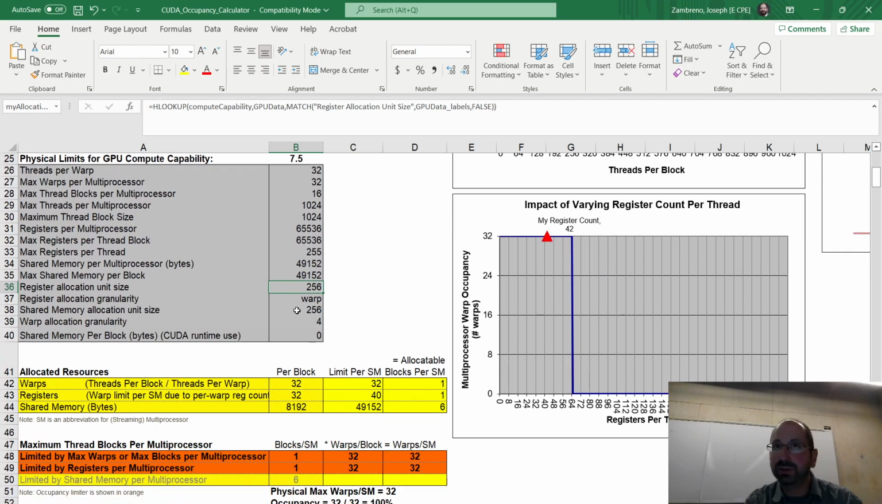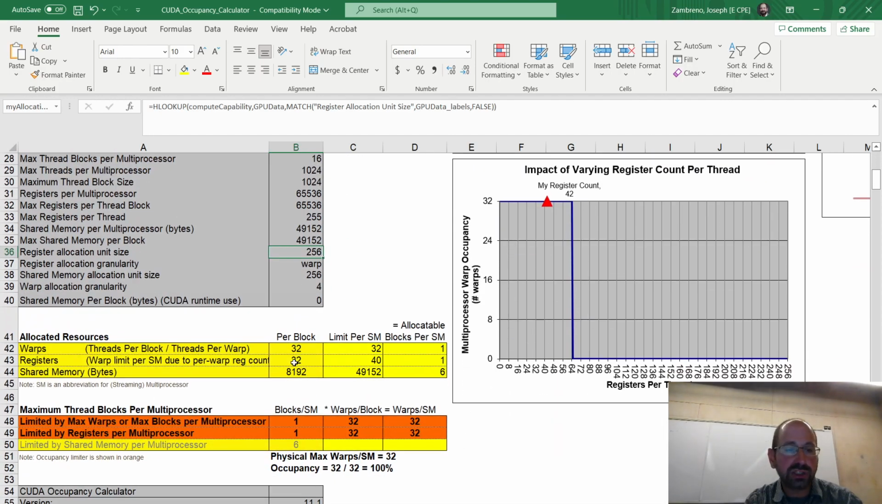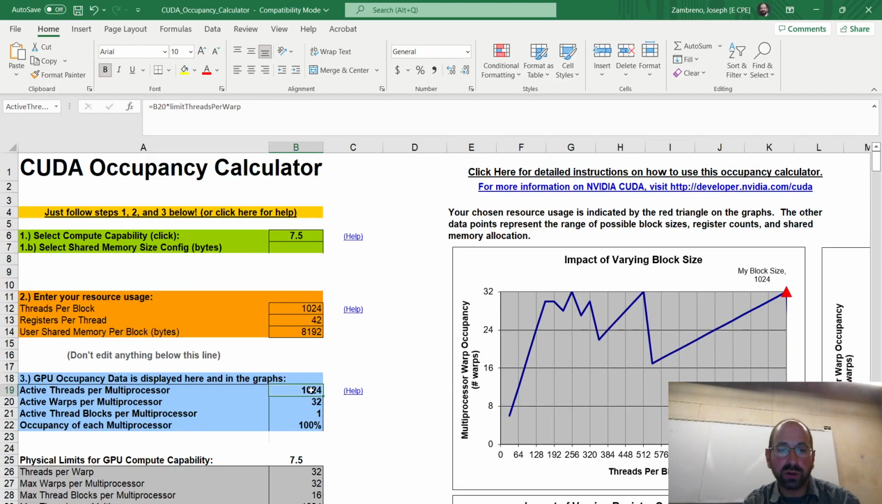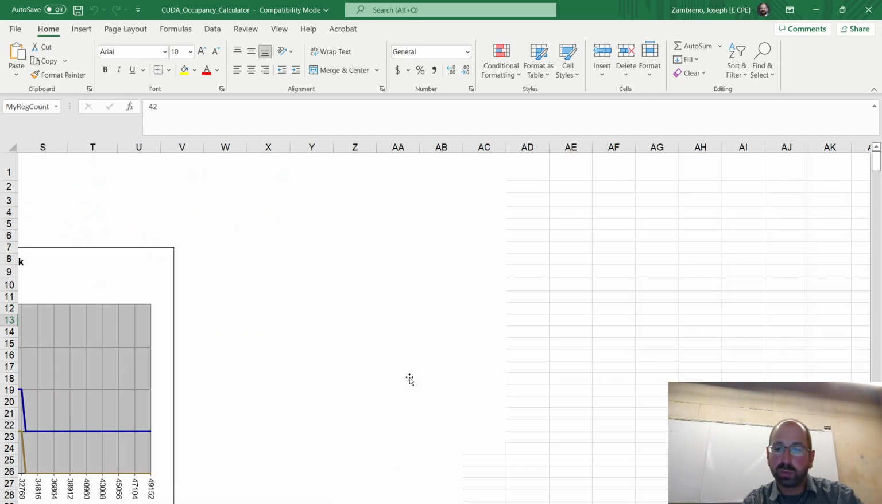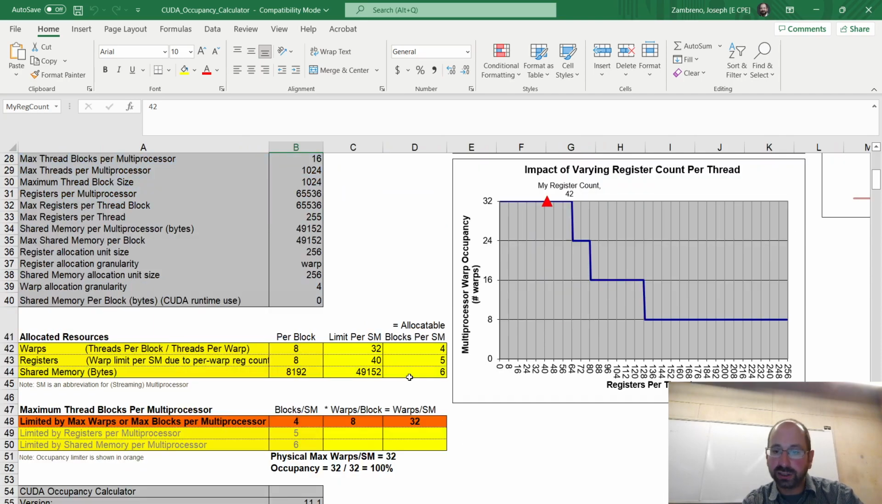And then it tells you, for the things you specified for your application, what is potentially the limiting factor. In this case, it's just limited by the maximum number of warps, which is 32 here. We have a very large number of threads. Threads per block is really large here, so let's lower it to something more common, like 256 threads per block. And now we can start to see other limitations.